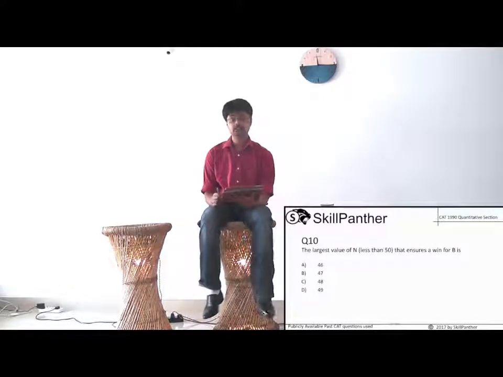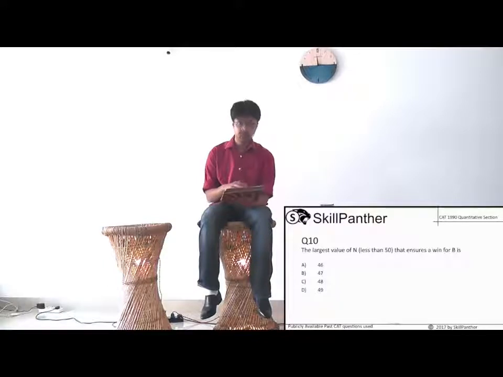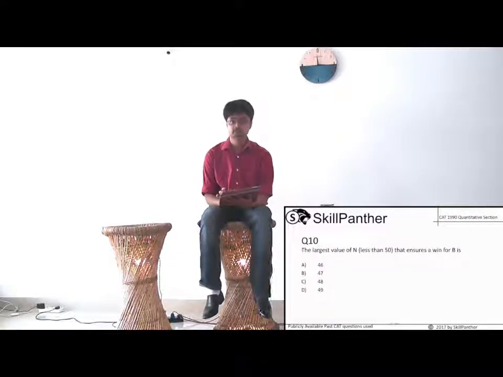And in 10, largest value of n lesser than 50. Well, that's any multiple of 3 plus 1. So 48 is the largest multiple of 3 here, plus 1, 49. That's option D. That's how B can always win. The key here was to realize this was a question of quotient, remainder and divisibility as a function, rather than looking at a game as some random things that have been asked to do. You can reduce every game to a sequence of mathematical moves.